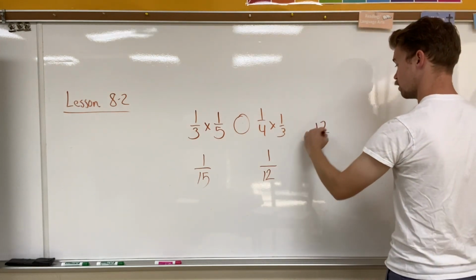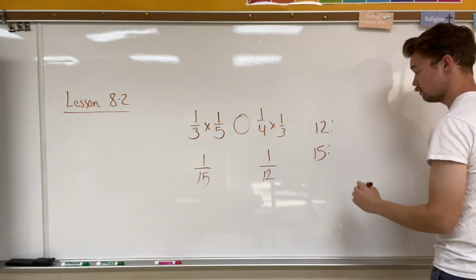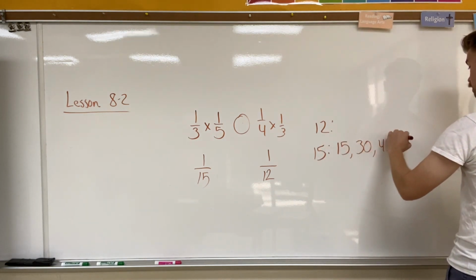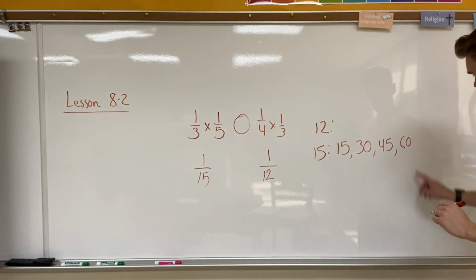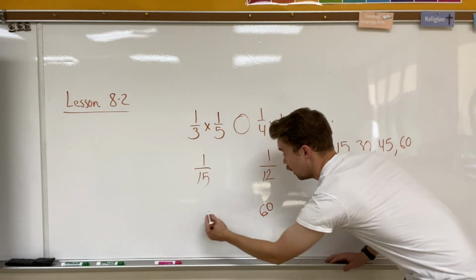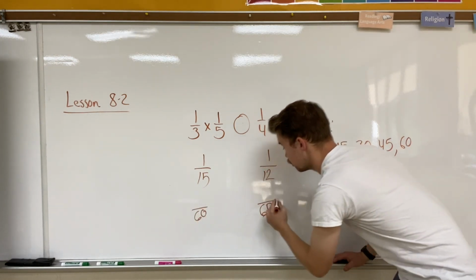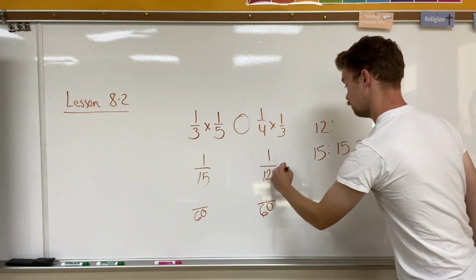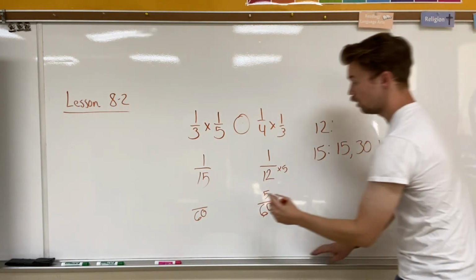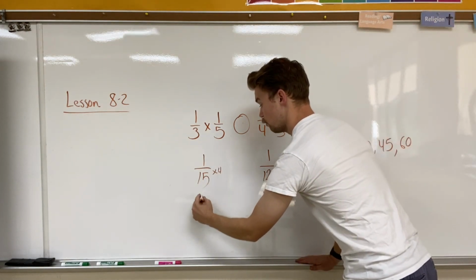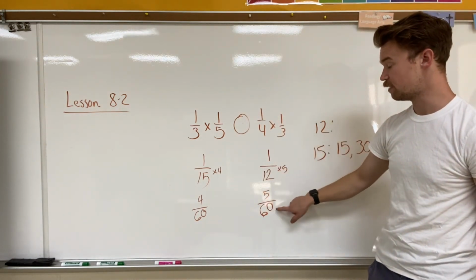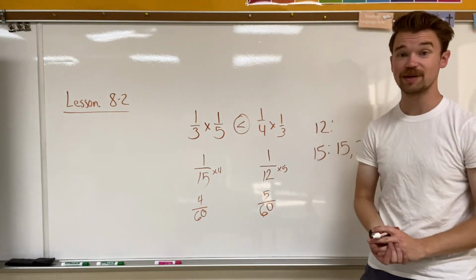Now let's try and list out the common multiples of 15. 15, 30, 45, 60. And I think 60 can work because I know that 12 can go into 60. So I have 60 and 60. And making sure that I go from 12 to 60, that's times 5. 1 times 5 is 5. And going from 15 to 60, that's 1, 2, 3, 4. And 1 times 4 is 4. So 4/60ths is less than 5/60ths, which means that my symbol should be less than.